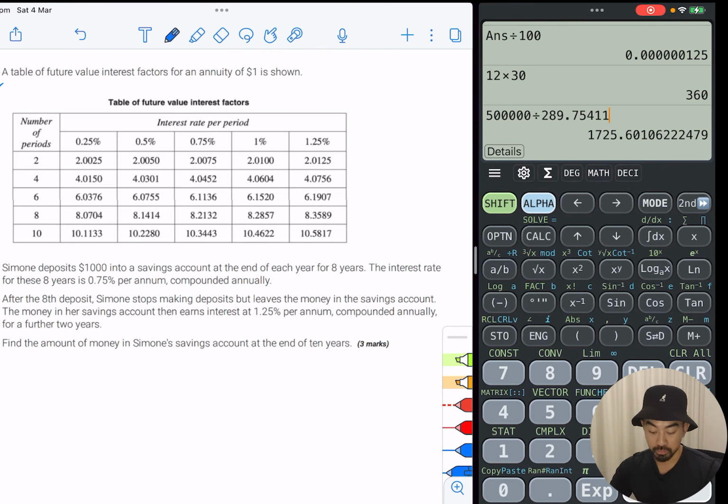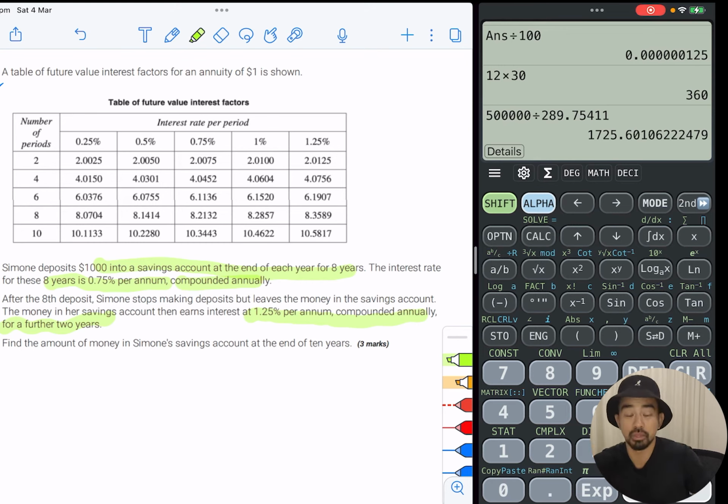Okay, question 12. So we've got a future value table, and the question says, Simone deposits $1,000 into a savings account at the end of each year for 8 years. The interest rate for the 8 years is 0.5% per annum, compounded annually. After the 8 deposits, Simone stops making deposits but leaves the money in the savings account. The money in the savings account earns interest at 1.25% compounded annually for a further 2 years. Find the amount of money in Simone's savings account after 10 years.